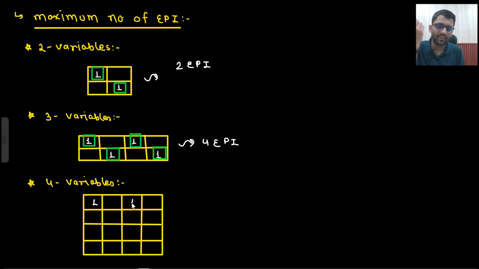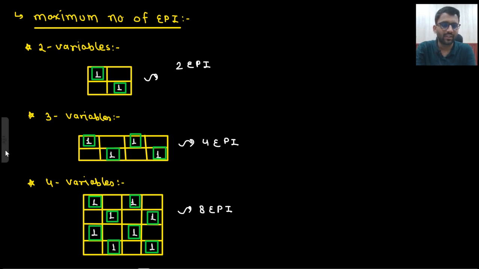If I replace one in this manner, 1, 1, 1, 1, 1, 1, 1, 1. So what kind of pairing can I do? This is the only possible pairing. 3, 4, 5, 6, 7, 8. So 8 essential prime implicants are there. So if I am placing 1 blank, 1 blank alternatively, what does that mean? That means I am getting the maximum number of essential prime implicants.